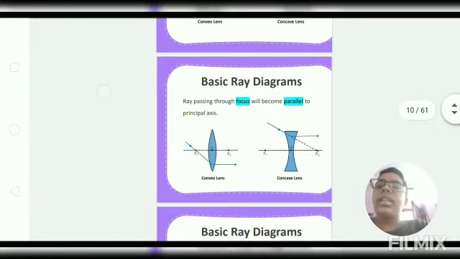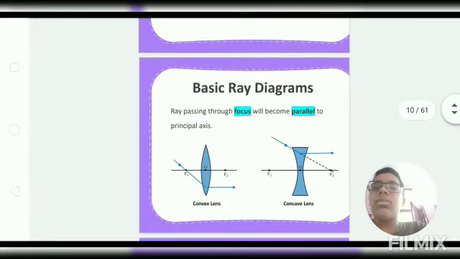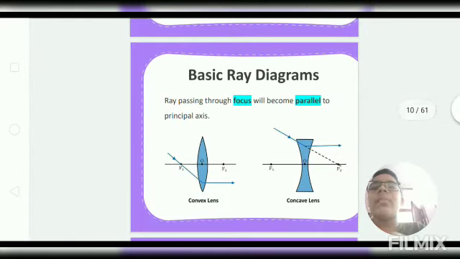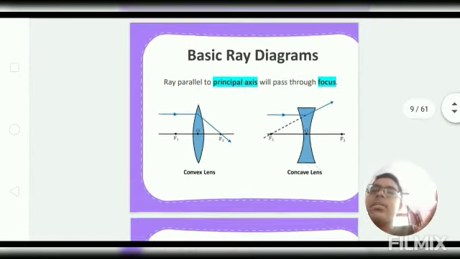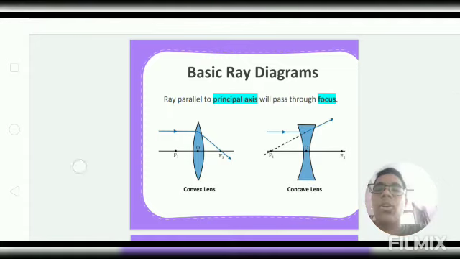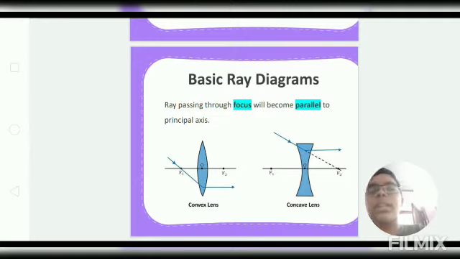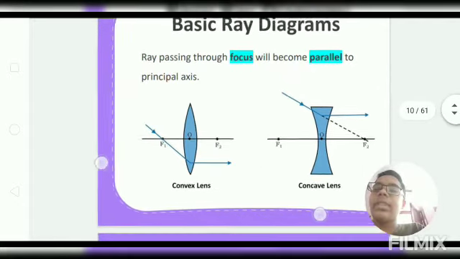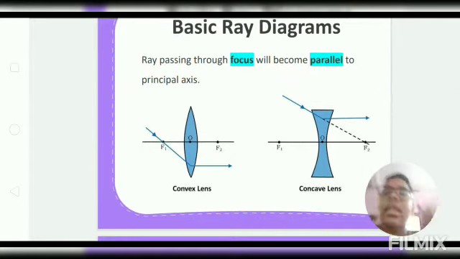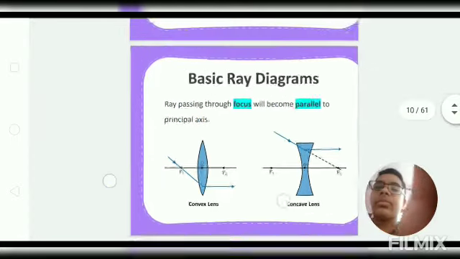So let's go to the next, basic ray diagram number 2. It is opposite to the basic ray diagram number 1. Rays parallel to the principal axis will pass through focus is the basic ray diagram 1, and rays passing through focus will become parallel to the principal axis is the basic ray diagram number 2. You can observe it in the given figures as explained before.